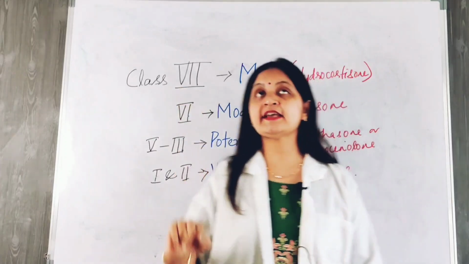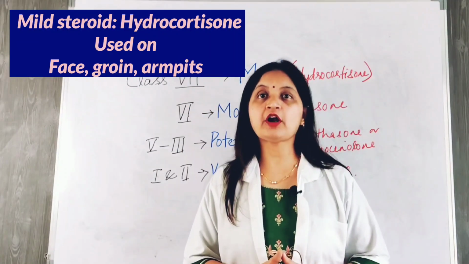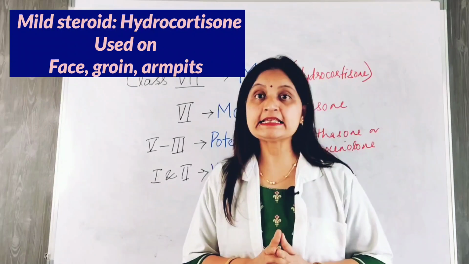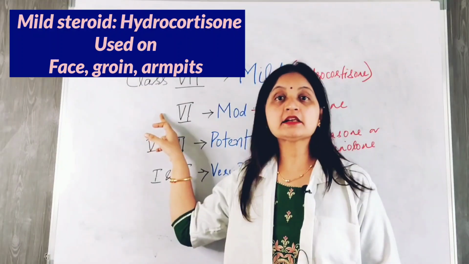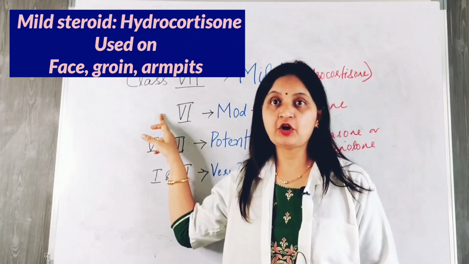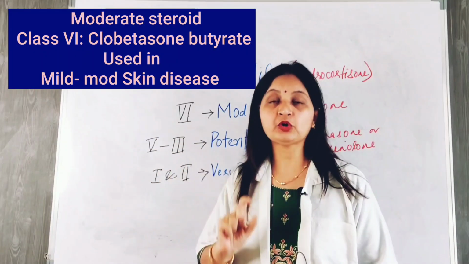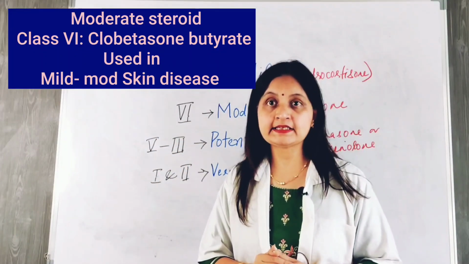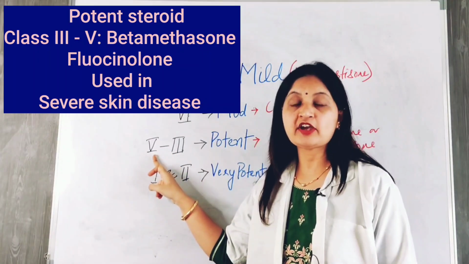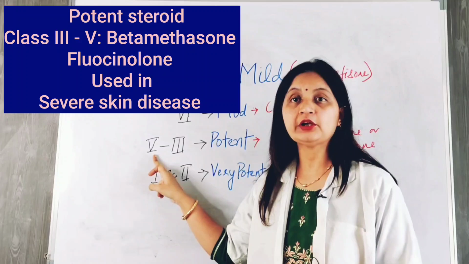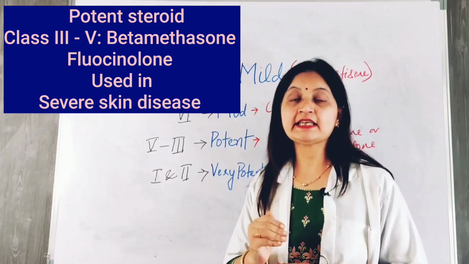An example of class 7 steroid is hydrocortisone. Hydrocortisone is the preferred steroid for application on face where the skin is thin and in occluded regions such as the armpit and groin. Next is class 6 steroid. An example of class 6 steroid is clobetasone butyrate, and this is used in mild to moderate dermatosis or mild to moderate skin disease. Next is class 3 to 5, and this group includes steroids such as betamethasone and fluocinolone. These are potent steroids and they are preferred in severe skin disease.